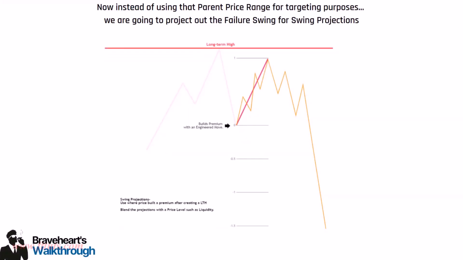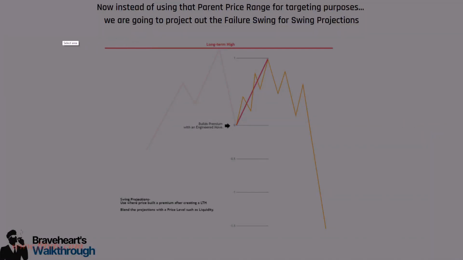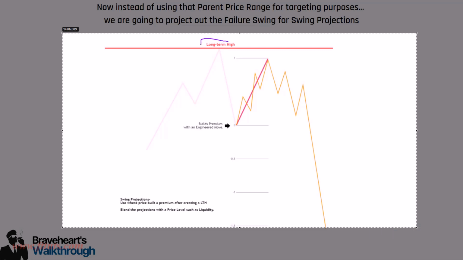So now instead of using the parent price range for targeting purposes, we're going to use and project out the failure swing for swing projections. So once again, if we have a long-term high here, a long-term low, this is the parent price range. Okay, we can also project that out for swing projections, but for measured swings, we're going to use a fader swing that trades back into a premium. In this case, we're going to get this low to this high, and we're going to project that out for targets, and we're going to blend them with price levels such as liquidity or fair value gaps.